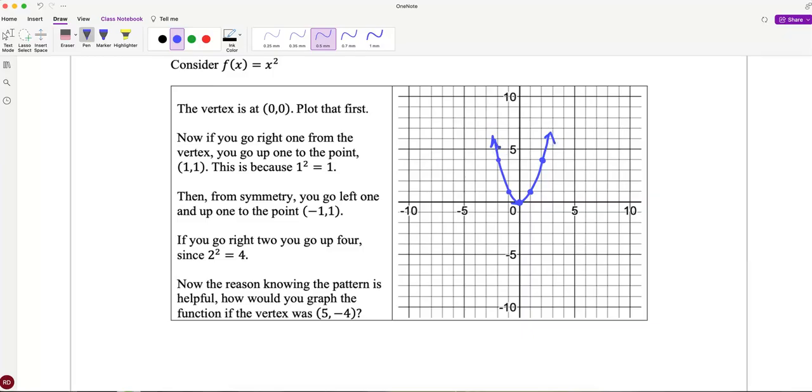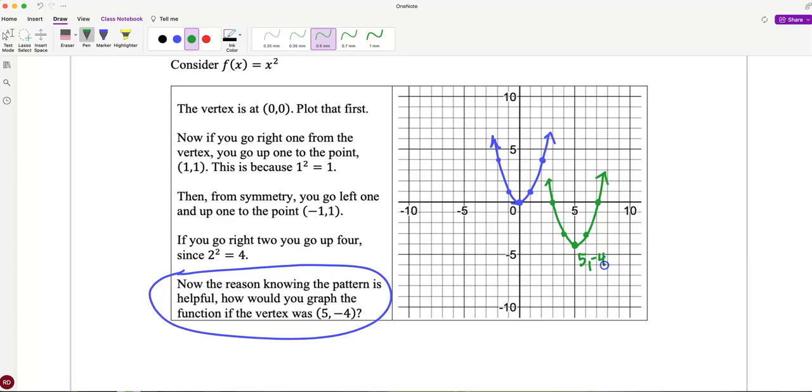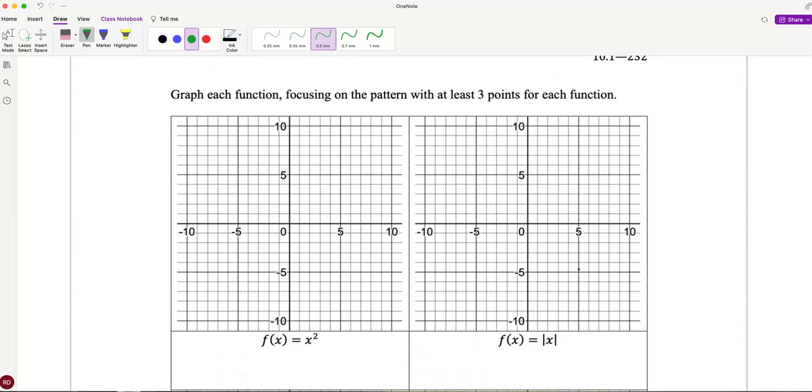Okay, so there's the pattern. Now, what would it look like if I graphed this same thing with a vertex at 5, -4? 5, -4 is here. So the pattern would be what? Over 1 up 1, over 2 up 4. So this is what it would look like if I graphed an x squared, but with a vertex of 5, -4. So that's a lot better than having to plot and plug in points for that guy.